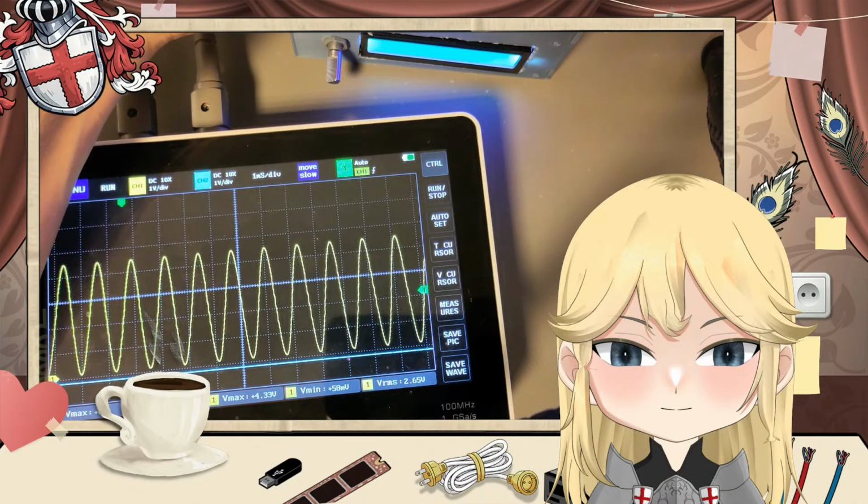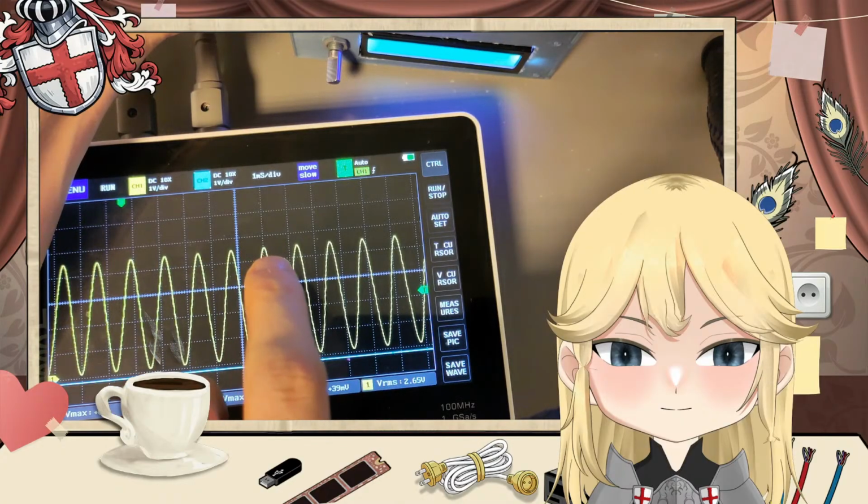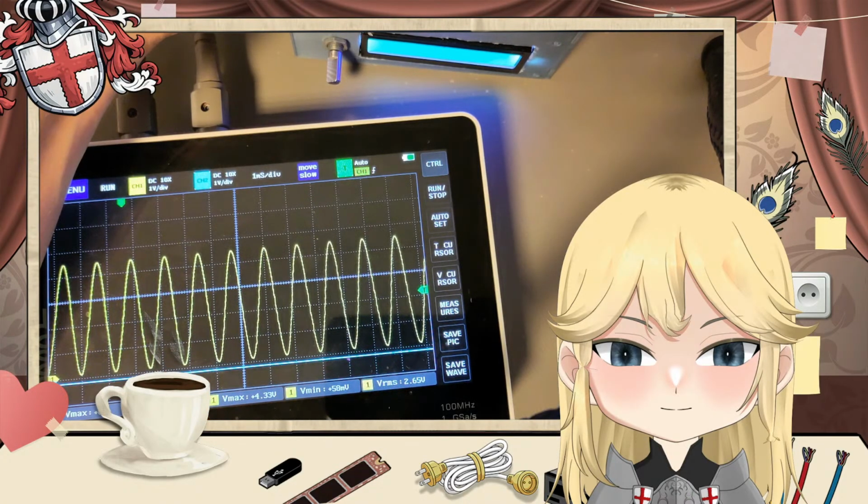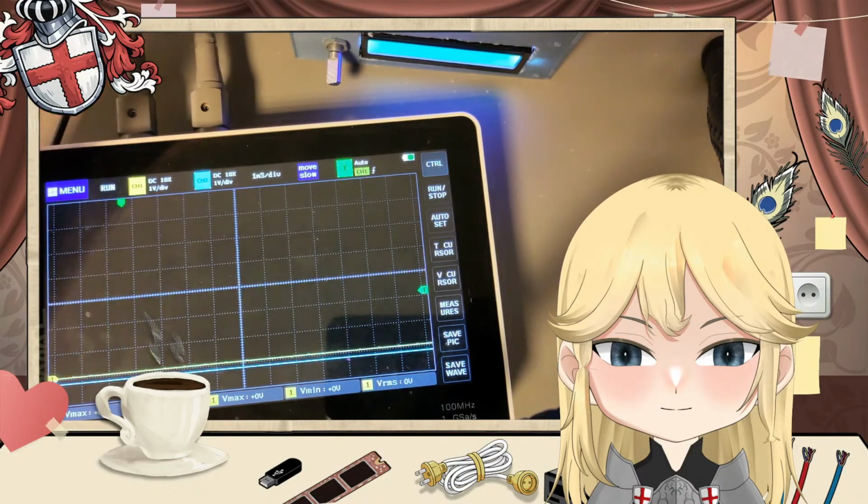Isn't this beautiful? Pretty much 1 kilohertz, no. What are we doing? Spike to spike is like 2.5 milliseconds. So like quarter kilohertz maybe. No. Who knows what it is. But we have a sine curve. And it works. Isn't this amazing?